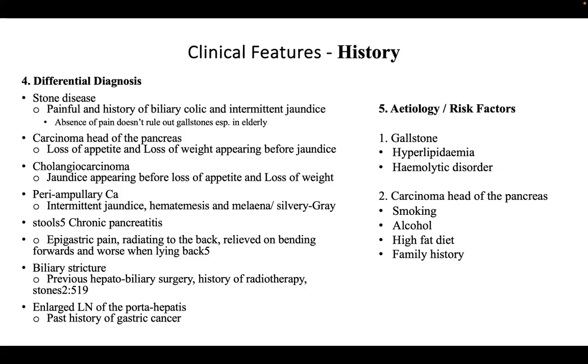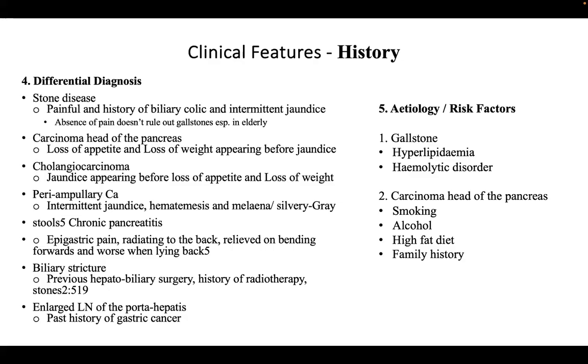Periampullary carcinoma, again you will have intermittent jaundice. I explained why: as the necrosis of the tumor happens, the obstruction is relieved and the flow is restored, therefore the jaundice will resolve. But as the tumor grows, the obstruction will come again and therefore the jaundice will return. So it will go on like this, intermittent in nature. Hematemesis, because again there is necrosis of the tumor, and as the tumor necroses, there will be blood released into the GI tract. So you will have hematemesis and melena. If you have melena, you will have silvery gray stools.